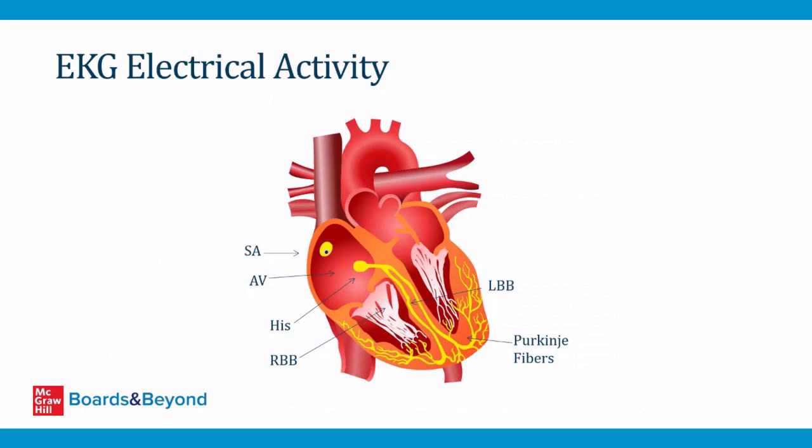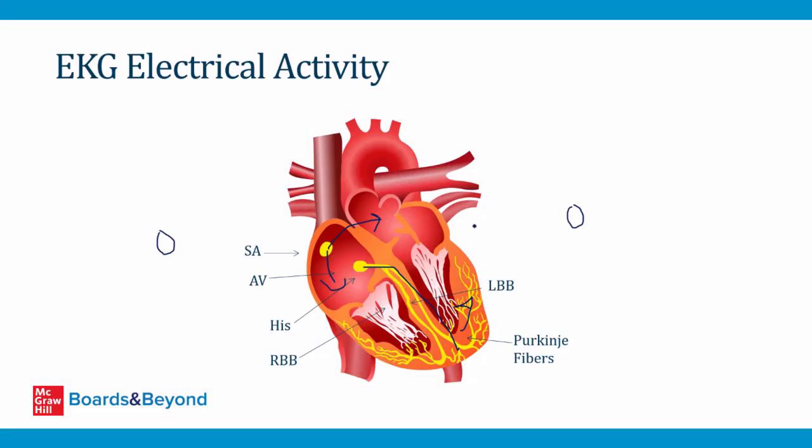So every one of those 12 leads is watching the same electrical activity. It's watching the SA node depolarize and send electrical activity to the atria. It's watching the electrical activity move through here to the Purkinje fibers and into the ventricle. But because some leads are positioned over here and some leads are positioned over here, the QRS complexes and the P waves and the T waves can look different in the different leads. They're all looking at the same activity. They're all looking at the heart as it depolarizes and goes through a cardiac cycle.